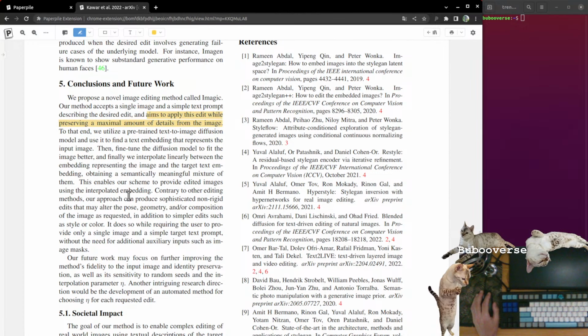So using two different super resolution models as part of this process is kind of cheating if you're going to talk about detail. To fit the image, interpolate linearly. Yeah, this is kind of the meat. These kind of non-rigid edits are very crazy that you can do.